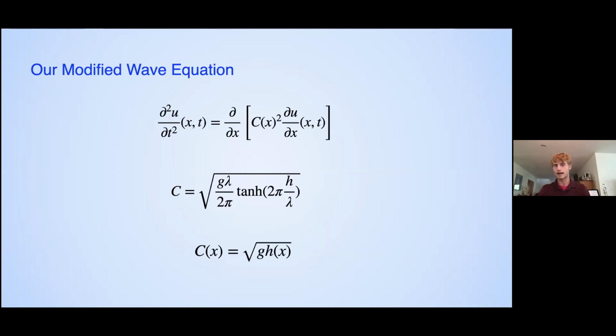G is representing gravity times the wavelength over 2 pi, hyperbolic tangent of 2 pi h over lambda, and h is representing our water's depth. Now, there's some interesting assumptions we can make when we look at a tsunami wave, and some simplifications we can work with. So a tsunami wave is going to act like a shallow water wave.